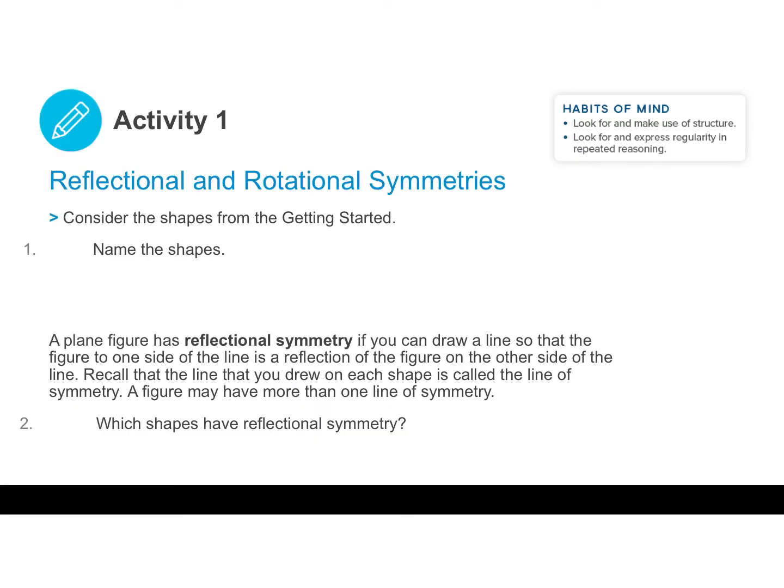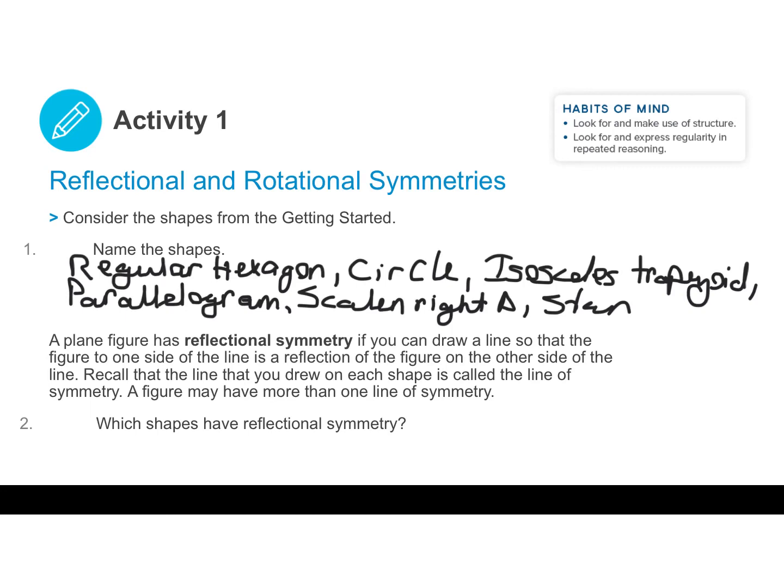Okay, now you're going to name all of those shapes. So go ahead and take a second and see if you can name all those shapes. Go ahead and pause. Okay, so the names of the figures: it's a regular hexagon, regular meaning all sides are the same length. A circle, an isosceles trapezoid, meaning that 2 sides are the exact same size. A parallelogram, a scalene right triangle, meaning none of the sides are the same length. And then a star.